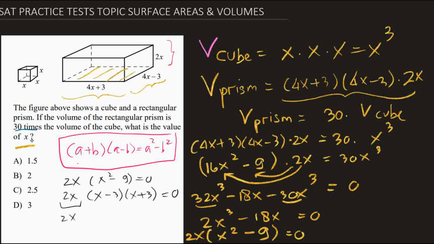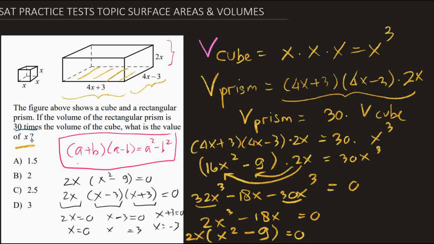This one equals 0, or this one equals 0, because if one of the factors is 0, the equation will be equal to 0. That's what we want. Now if 2x equals 0, x will be equal to 0. If x minus 3 equals 0, x will be equal to plus 3. If x plus 3 equals 0, x will be equal to minus 3.